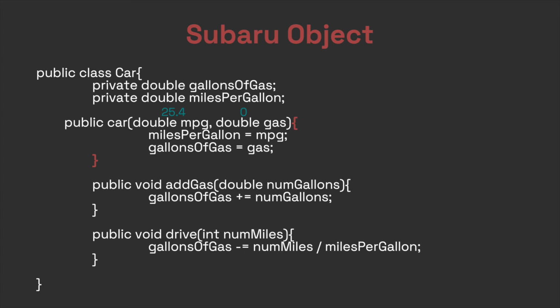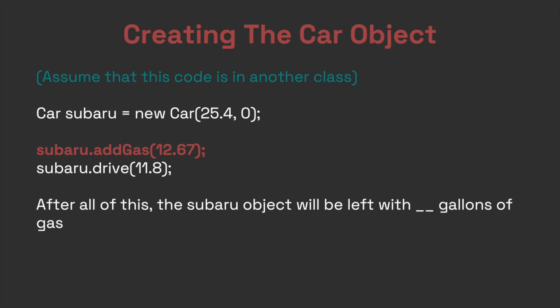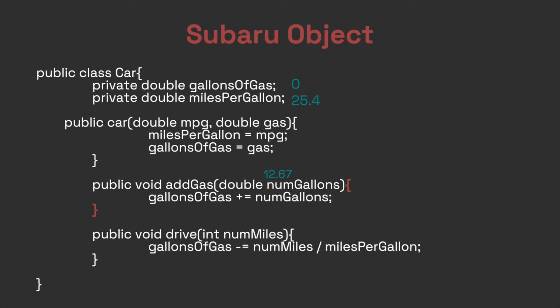The blue values show what's going on behind the scenes. The global variables are assigned these values from the parameter of the constructor. And now you see the variables at the top are updated. Back to the example, the next line takes our object and calls the method addGas. In the code we see 12.67 gallons being passed into the method. Then we see the gallons of gas variable get incremented by num gallons. This plus equal sign is just a fancy way of incrementing a variable by a certain amount. We see the expression get simplified, and then the gallons of gas gets updated at the top.